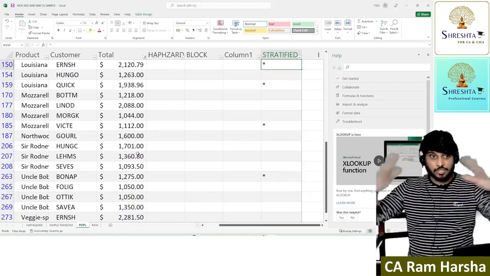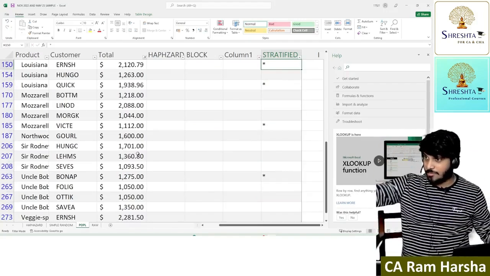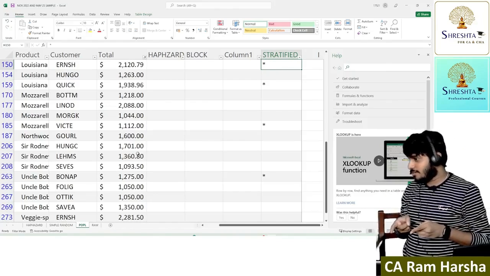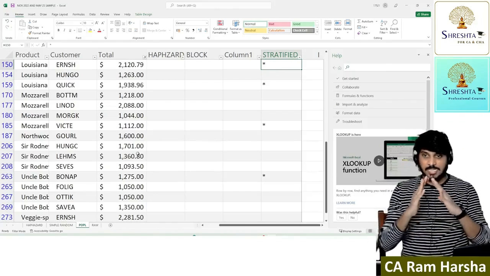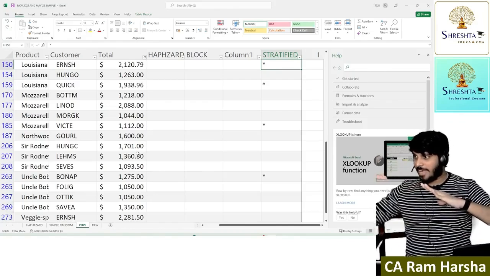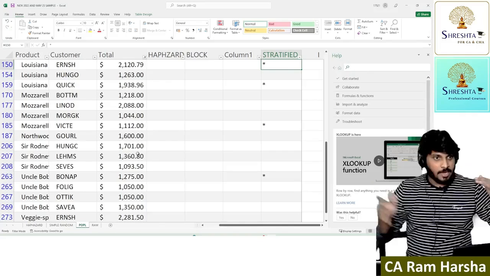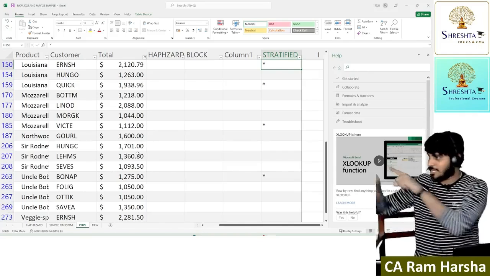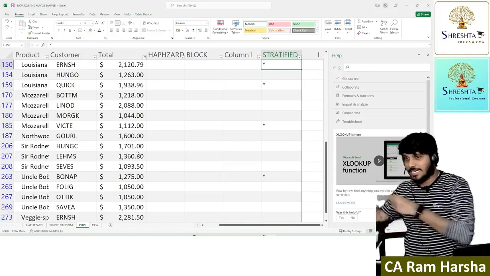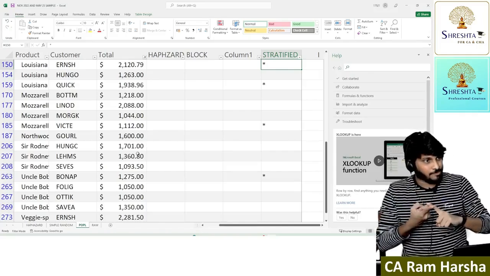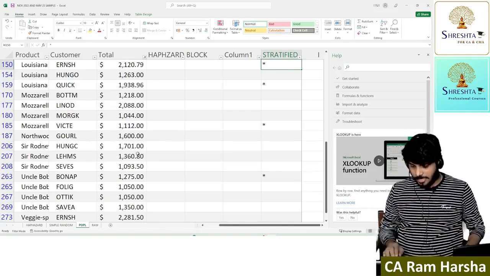Dividing the population into subgroups and selecting a sample from each group. That's what I am doing. First I divided the population into 3 parts: items with value more than 2,500, items between 1,000 and 2,500, and items less than 1,000. From each part I am selecting a sample randomly. That is called stratified random sampling. Correct?